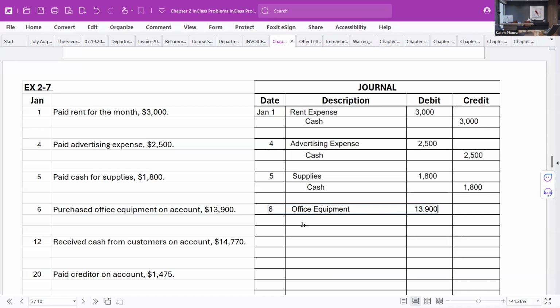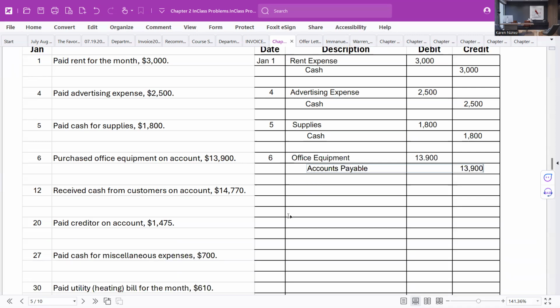And again, we're not paying cash, don't have the cash. Instead, we're buying it on credit. We call this liability accounts payable. When we buy on account, it's an account payable. So we credit this liability. The way you increase a liability is by crediting it. So $13,900 for the purchase of that office equipment on account.